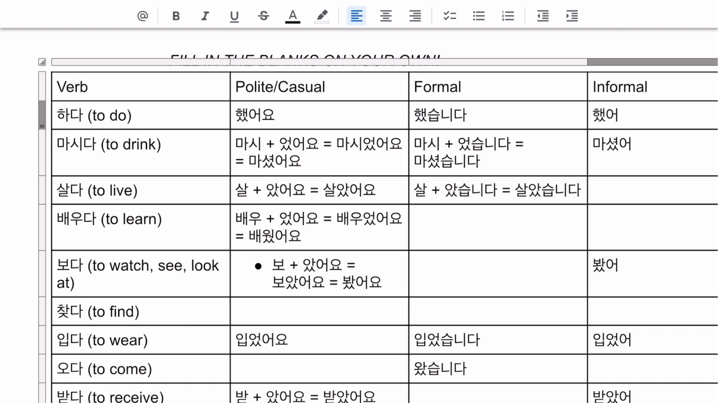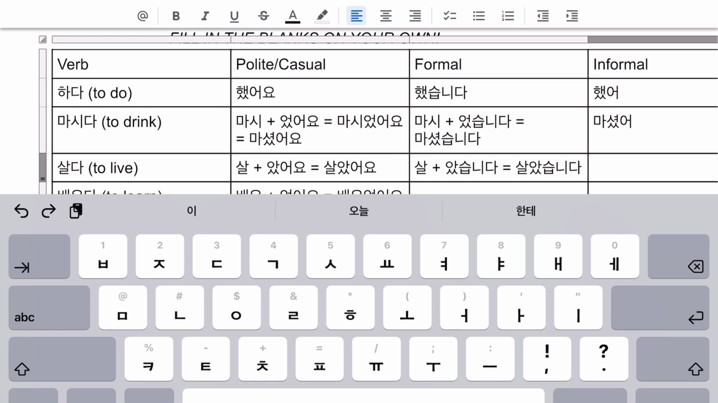마셨습니다. And 마셨어. 살다. So this time, take off the da, ends with the a. So we need the at ending. So we attach as어요, 살았어요. I lived. Formal, 살았습니다. And then informal, we just take the yo off from the polite, and it becomes 살았어. So no change in the meaning, but the feeling has changed because we're changing the politeness level.